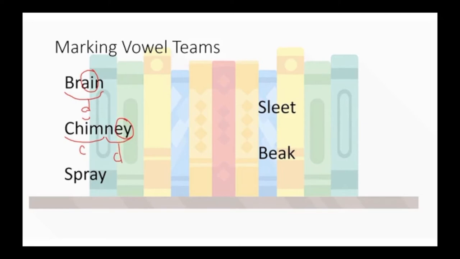In the word spray, we have an AY, and we're going to be able to mark that as a double vowel. Notice AY is at the end as we talked about before with the AY sound. In a word like sleet, I can circle the EE and mark that as a double vowel. And in the word beak, I can circle the EA and mark that as a double vowel sound. If you have not already, go ahead and make sure you've written these down so that you have them in your own notes.